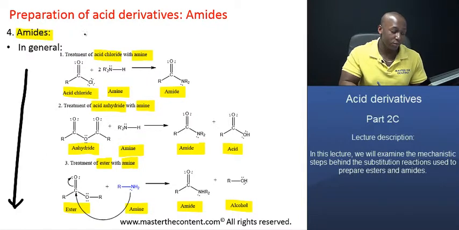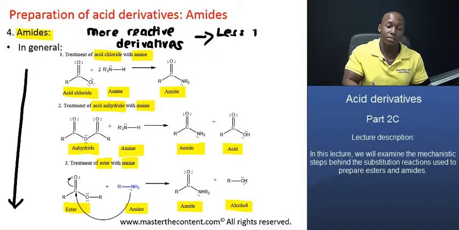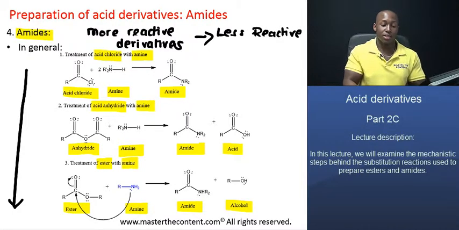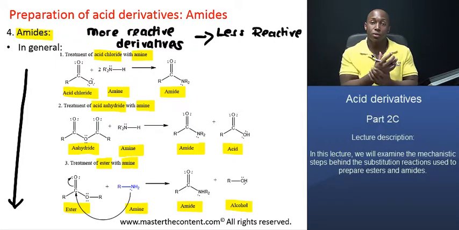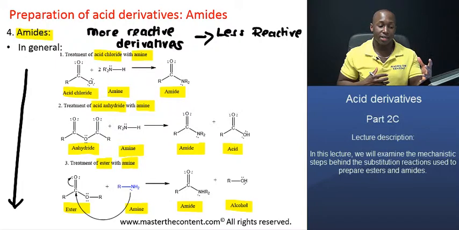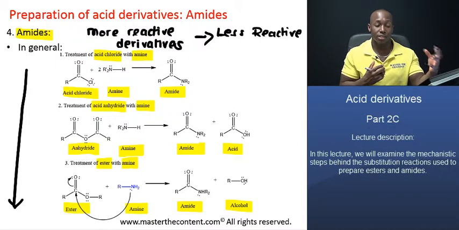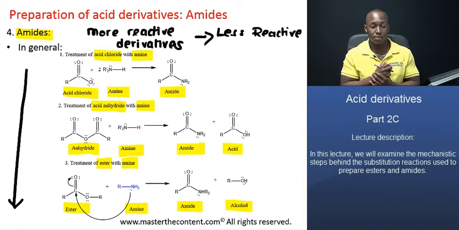The more reactive derivatives can be used to prepare the less reactive ones. So just to give you an example of what I'm talking about, we used an acid chloride to create an anhydride. We used an anhydride to create an ester. We can also use an acid chloride to create an ester.